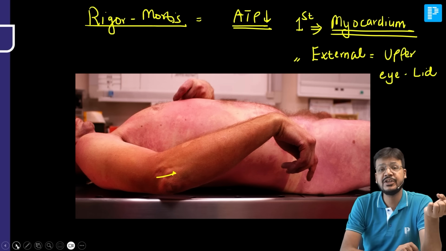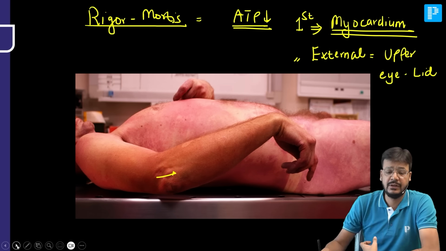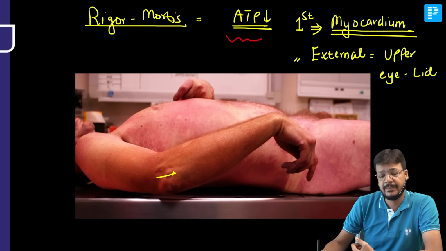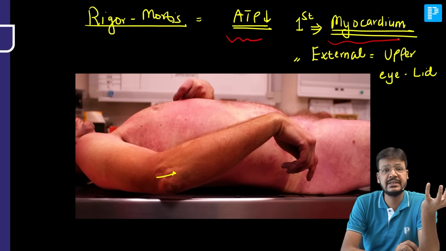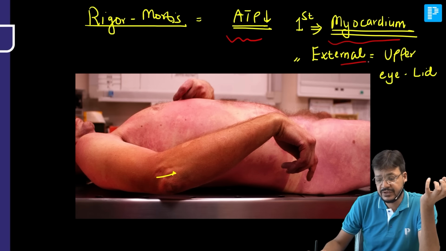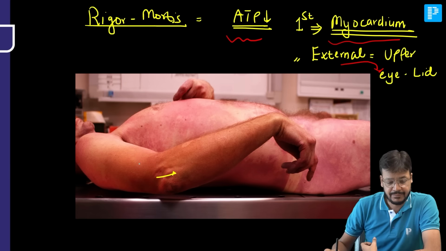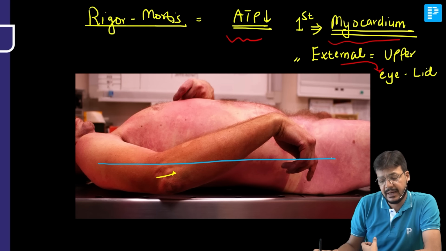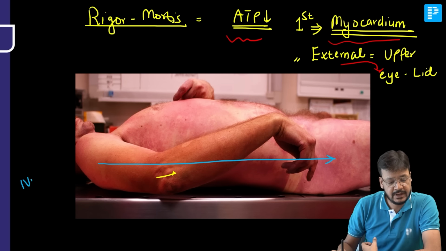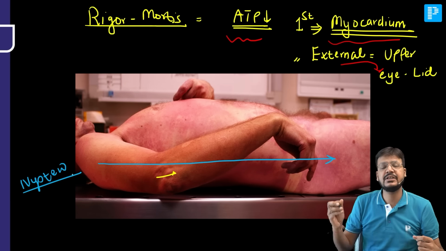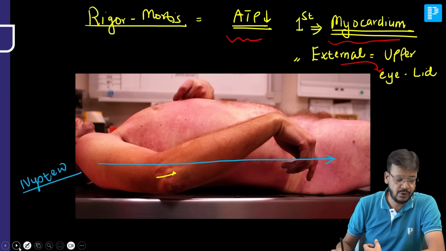As I told you, the cadaveric spasm is because of ATP depletion. The rigor mortis is again because of ATP depletion. The first muscle where rigor mortis is seen is myocardium, but the first external muscle is the upper eyelid. Friends, one question comes in exam: rigor mortis progresses from head to toe. This law is known as Nysten's law.